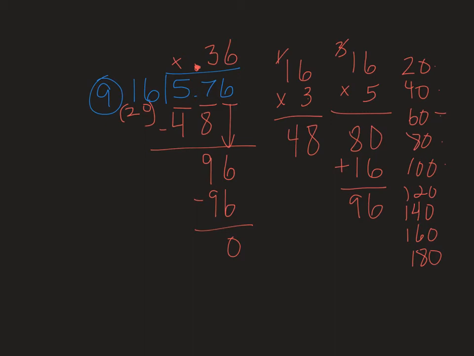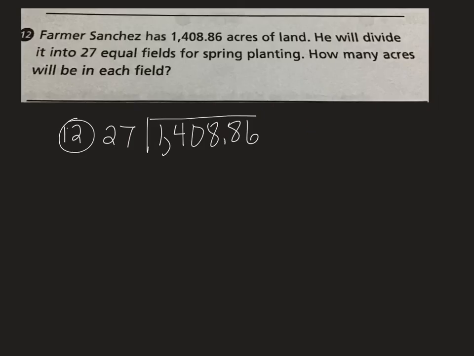I like it. Okay, well, last one is one of the story problems. And these problems are all on our homework 5-6. So this should give you a little bit of a head start there too. So we have this problem. Farmer Sanchez has 1,408 and 86 hundredths acres of land. He will divide it into 27 equal fields for spring planting. How many acres will be in each field?